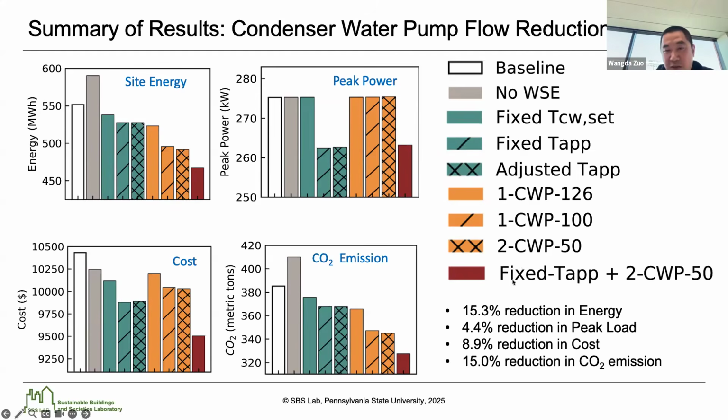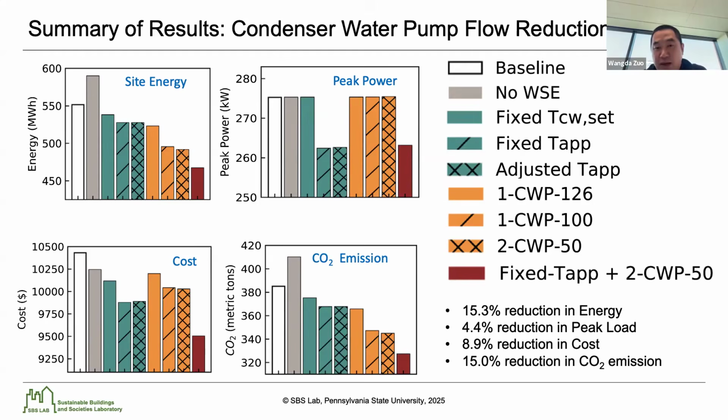The last one is a fixed approach temperature, and instead of running two pumps at a high speed, we run two pumps at a lower speed, 50 each. So you can see this last one is what I found to be the best one. It can reduce about 15% of energy, and the cost reduction is about 8.9%. In our study, the cost includes two parts. One is peak power. The second part is the actual energy consumption.